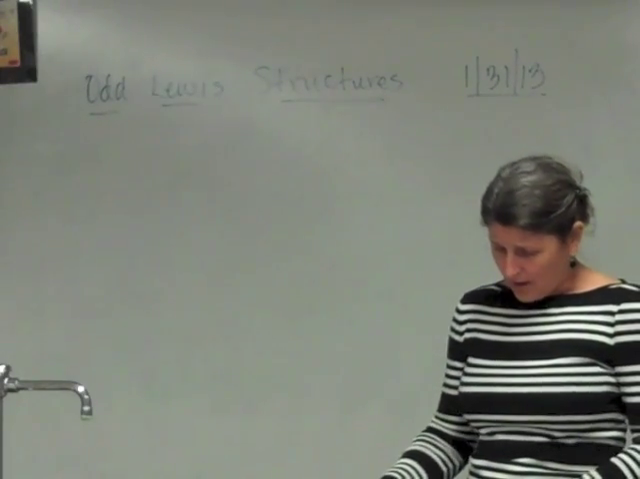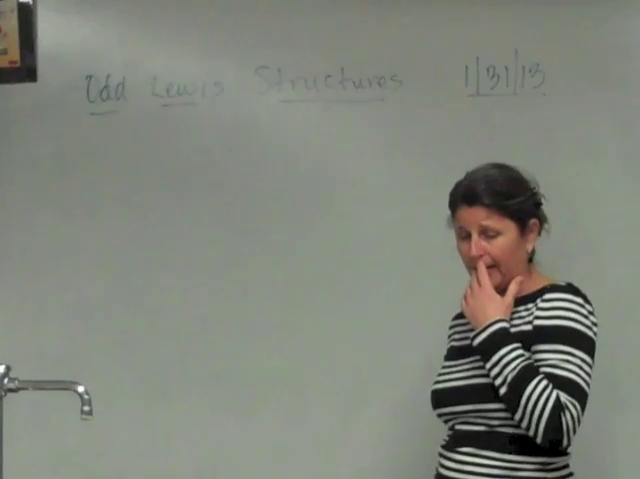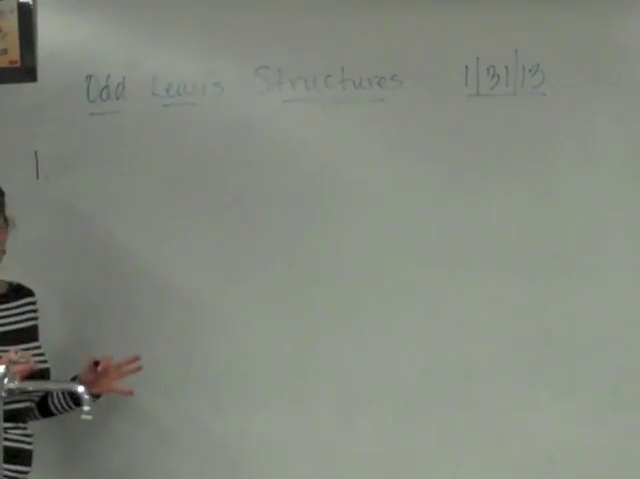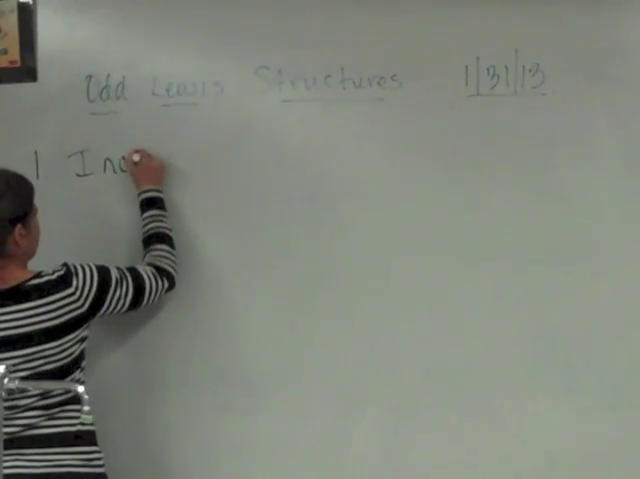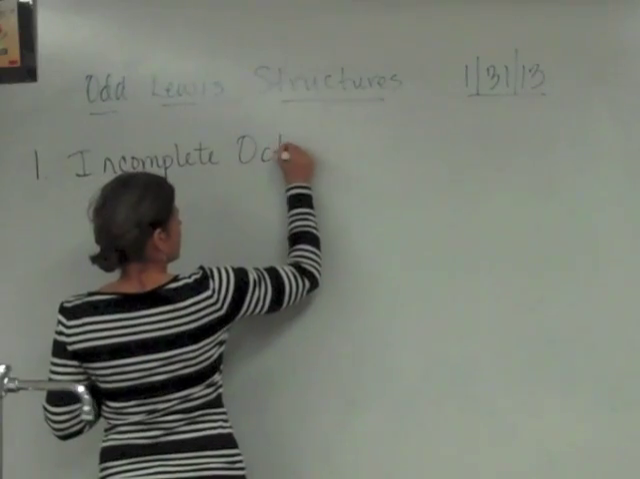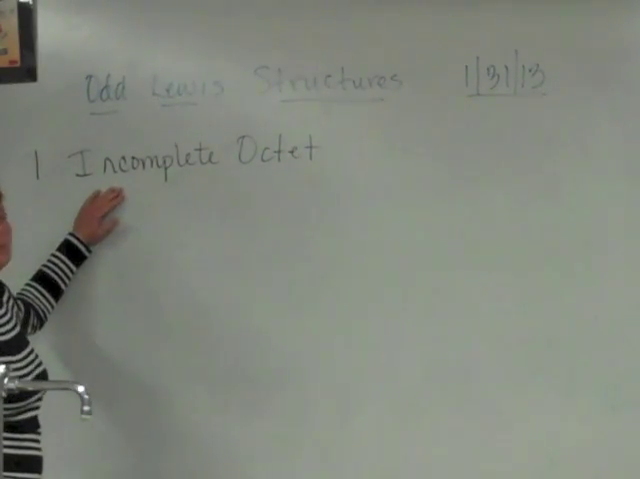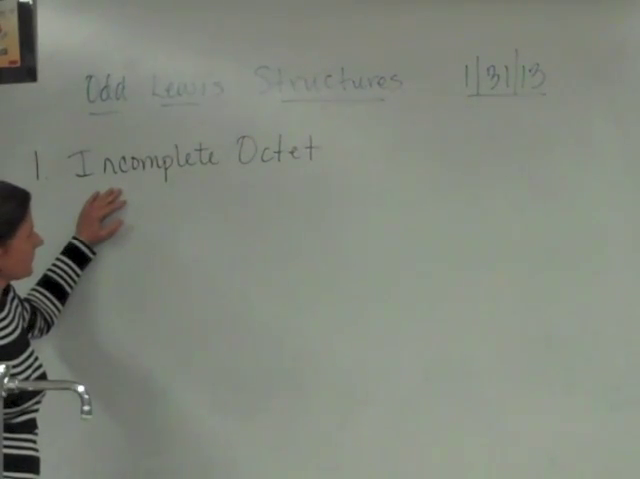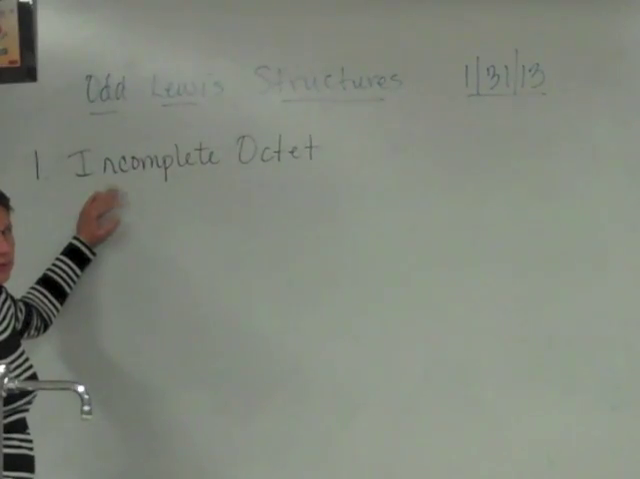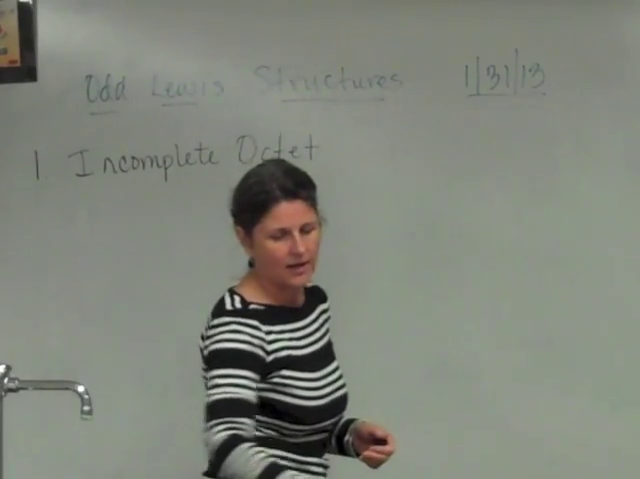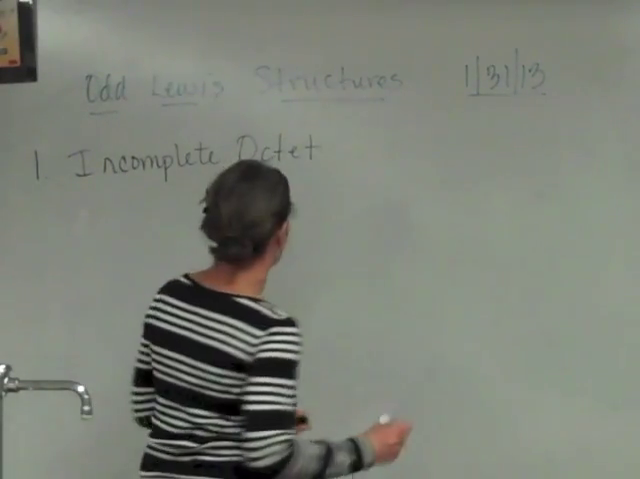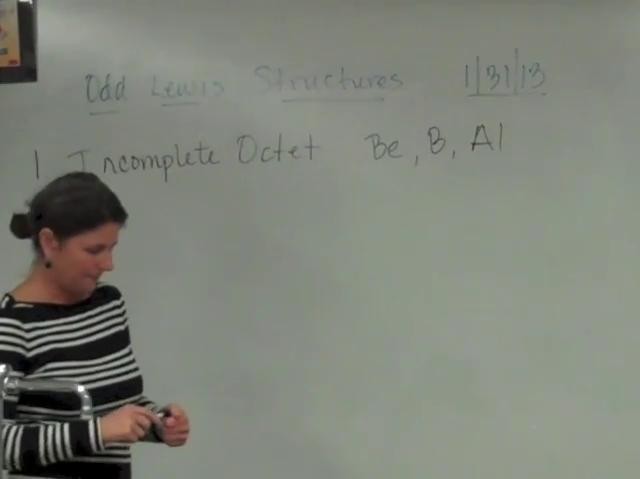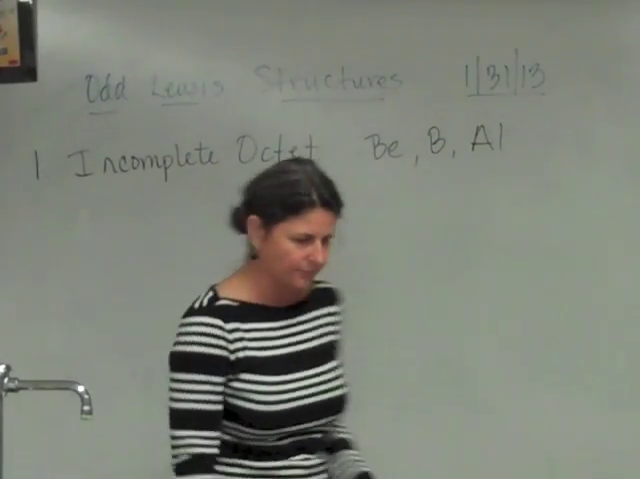All right, you guys. So we're going to talk about three different kinds of odd Lewis structures. And the first one is an incomplete octet. So number one in our group of odd Lewis structures is this. Okay, so just like it says here, there are certain elements that are stable without a full octet. And we're not talking about hydrogen or helium that is stable with a duet, which is two valence electrons. So the ones that we need to keep in mind the most, that we'll see the most often, are beryllium, boron, and aluminum.